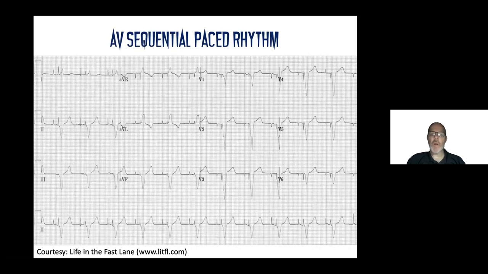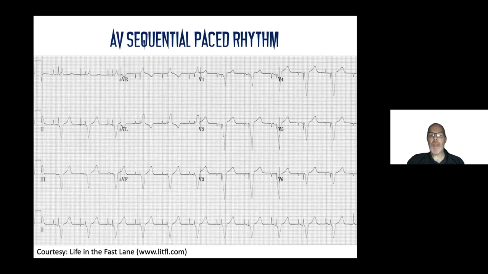Here's an example of what's called an AV sequential pacemaker or a dual chamber pacemaker. In this patient, both the atria and the ventricles are being artificially paced. If you look up here in lead V1, you can see this little pacer spike that's followed by that little tiny P wave. So that pacer spike is stimulating the atria to depolarize and therefore contract.